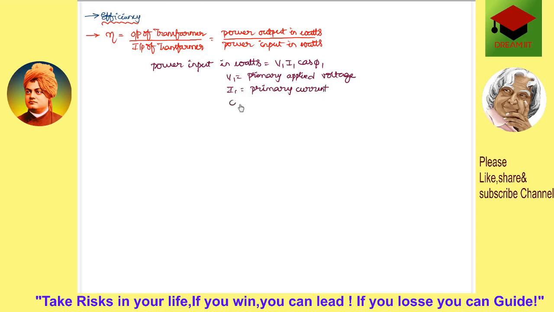Cos phi 1 is the power factor of the primary winding. So in this way, these are the terms which are used: V1 I1 cos phi 1.